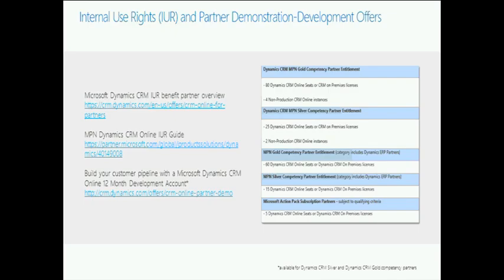So you as a partner do have access to some internal use rights. Whether you're gold or silver, you have some access to CRM Online. If you have the CRM competency or CRM cloud competency, you have some additional access or additional licenses you can utilize. So I just have this slide here. You can use the links to find out more information if you're not using your IUR today.